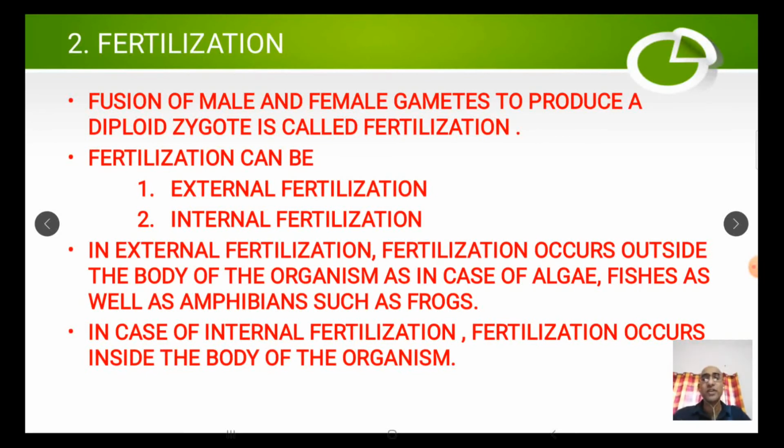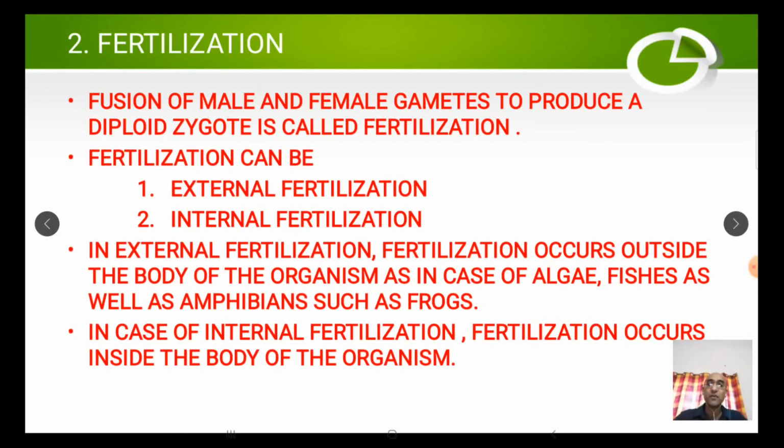In case of external fertilization, fertilization occurs outside the body of the organism, as in case of algae, fishes, as well as amphibians such as frogs. Got it? What happens in case of external fertilization? The fertilization takes place outside the body of the organisms. They release a large number of gametes to the external medium, that is water, to enhance the chances of fertilization.